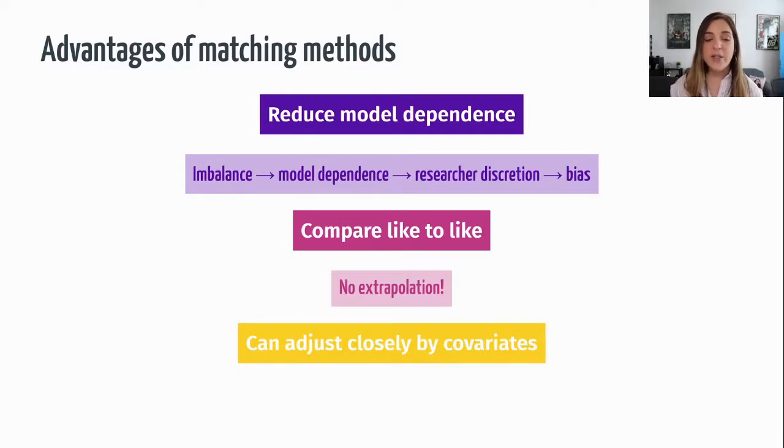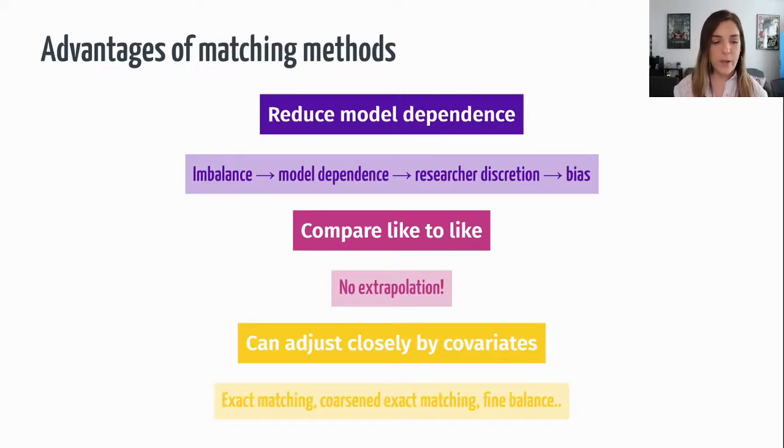And finally, we can also adjust closely by covariates. Unlike the example that we saw with the regression analysis, where we have two groups that are clearly very different in terms of a covariate value, and regression still sort of gives you a result, in this case I can tell my analysis how closely I want those units to resemble each other. And we will see that with any sort of balancing restriction that we pose.